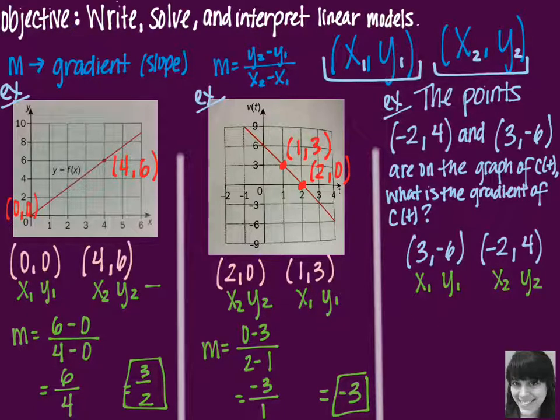Okay, so m equals y2, which is 4, minus y1, which is negative 6. Notice that I'm putting it in parentheses. All over x2, which is negative 2, minus x1, which is 3. So 4 minus negative 6 is 10. Negative 2 minus 3 is negative 5. 10 divided by negative 5 is negative 2. That is the gradient of C of t.